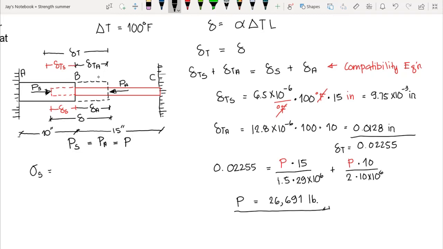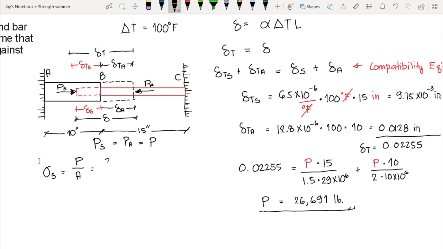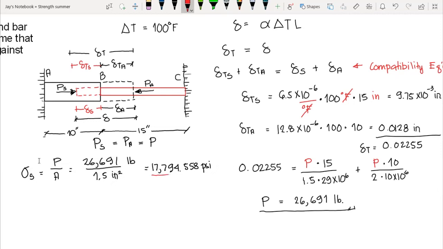Let's try to compute for steel. We have P over A, correct? And this is 26,691, that is pounds, over the area of the steel, that is 1.5 square inch. Then we have 17,794.558. Okay, that is in PSI. So this is now the stress of steel.